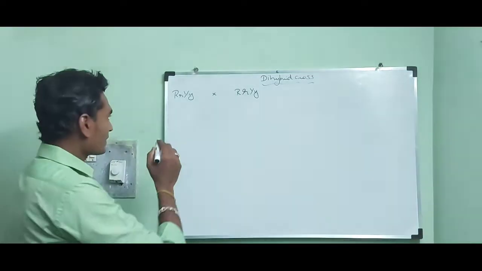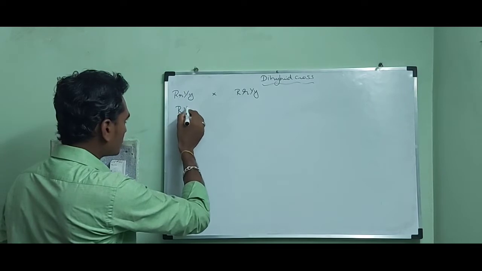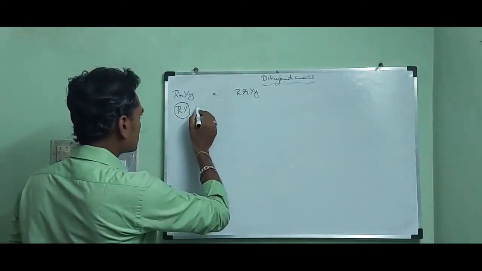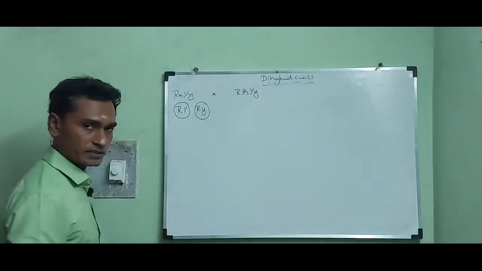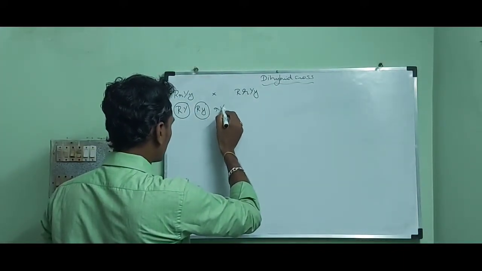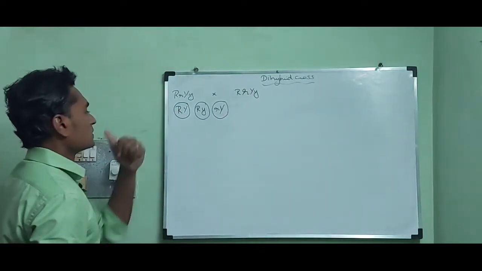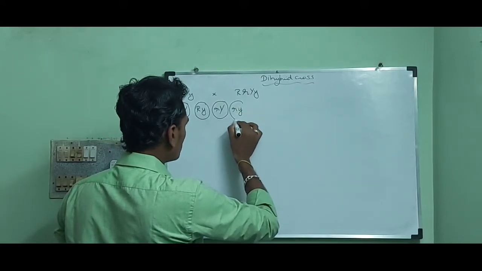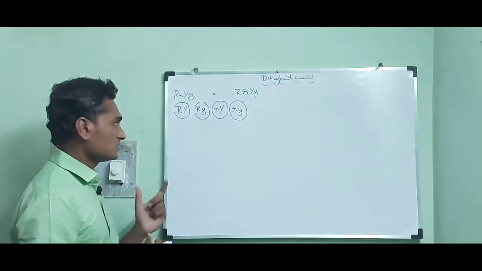First take capital R and it combines with the capital Y. This is the first gamete. Then the capital R combines with the small y. This is the second gamete. Then the small r combines with the capital Y. This is the third gamete, and the small r combines with the small y. This is the fourth gamete. This is how we have to take gametes for the individual.